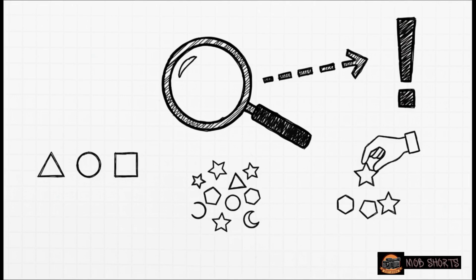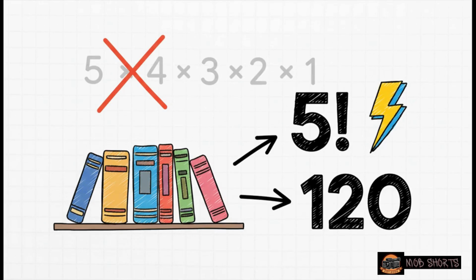If you see words like arrange, order, distinct, in a row, or if it says without repetition, a little alarm bell should go off in your head. That's a massive clue that a factorial is probably what you need to use. So let's go back to our very first question. How many ways can you arrange 5 different books?